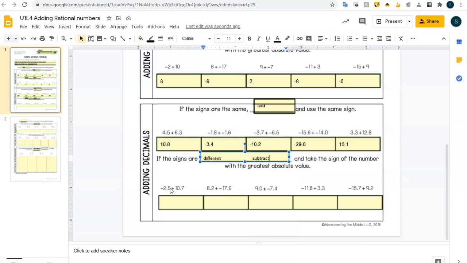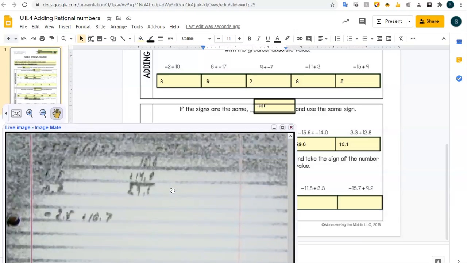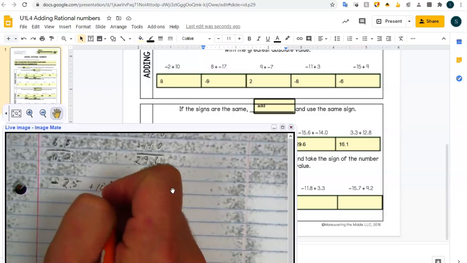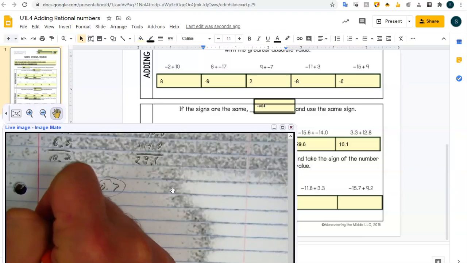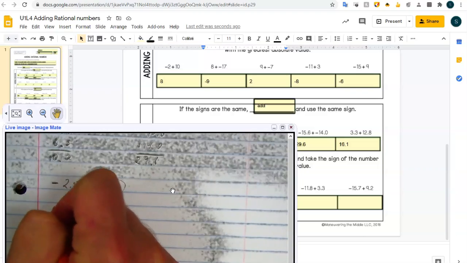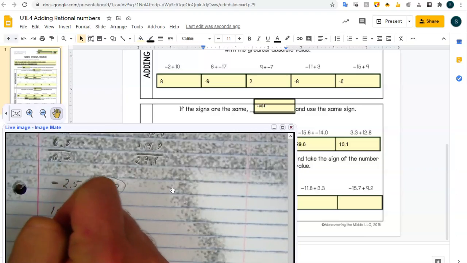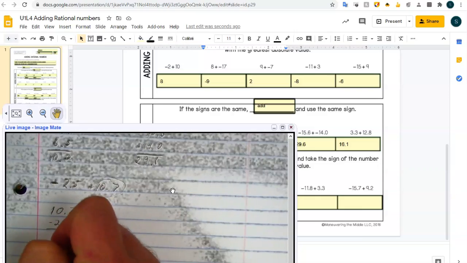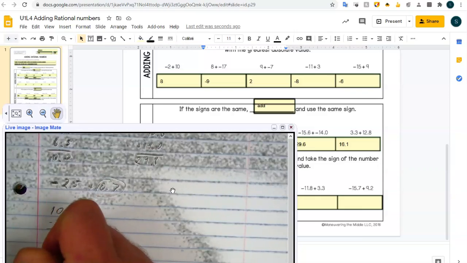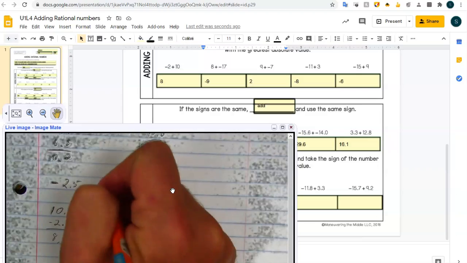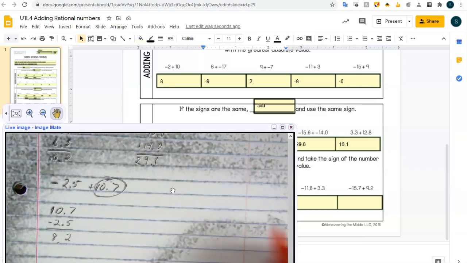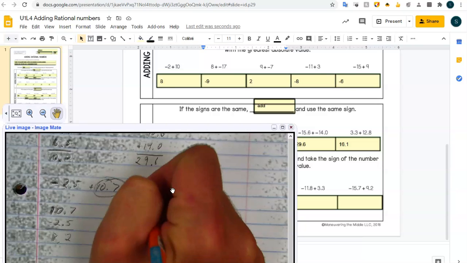So let's go ahead and write down this example. Negative 2.5 plus 10.7. All right, so in my notes I've got the negative 2.5 plus 10.7. I'm always going to put the number with the larger absolute value first. And since they're opposite, I'm going to subtract. And then I get 2, and then 8, so I get 8.2. And this term is positive, so my answer is going to be positive, so it's going to equal 8.2.